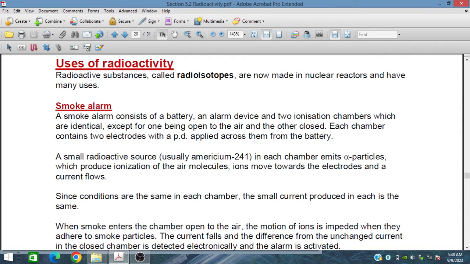A radioactive source, usually Americium-241, in each chamber emits alpha particles. For smoke detectors, we use Americium-241, which emits alpha particles that produce ionization of the air molecules. The ions move towards the electrode and a current flows. Since conditions are the same in each chamber, the small current produced in each is the same.